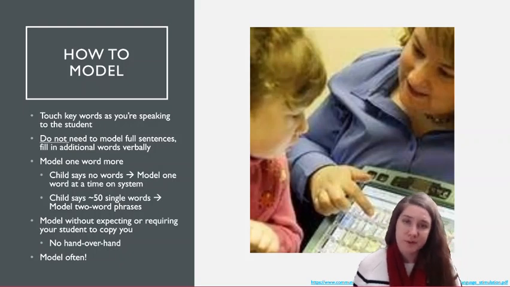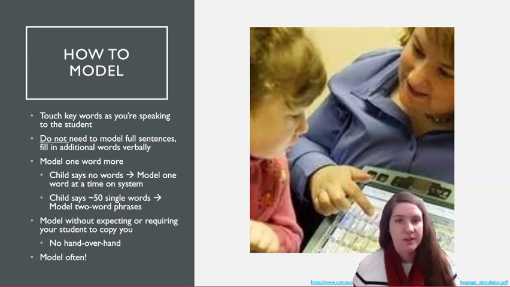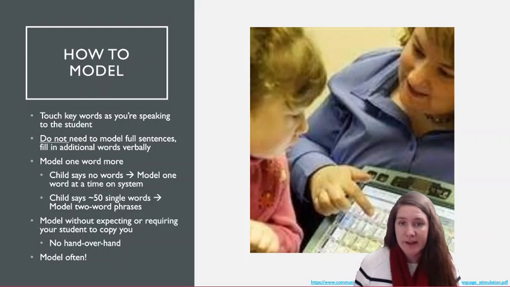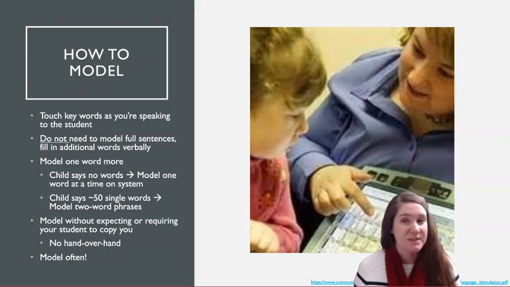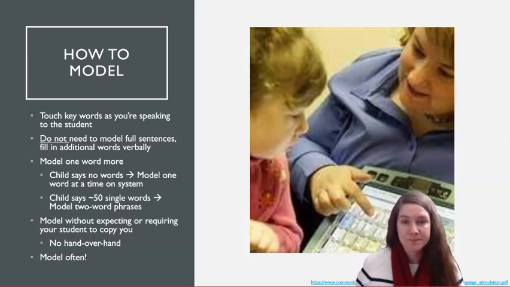It's really important to model without expectation. That is, to show your student how to communicate through their system without expecting anything in return. They don't need to respond or copy you or even necessarily be attending to modeling all the time. We never want to force them to touch a word on the device or use hand over hand to make them say something, because this will make it more difficult for them to understand that they can express their own thoughts through the system and not just what somebody else wants them to say.